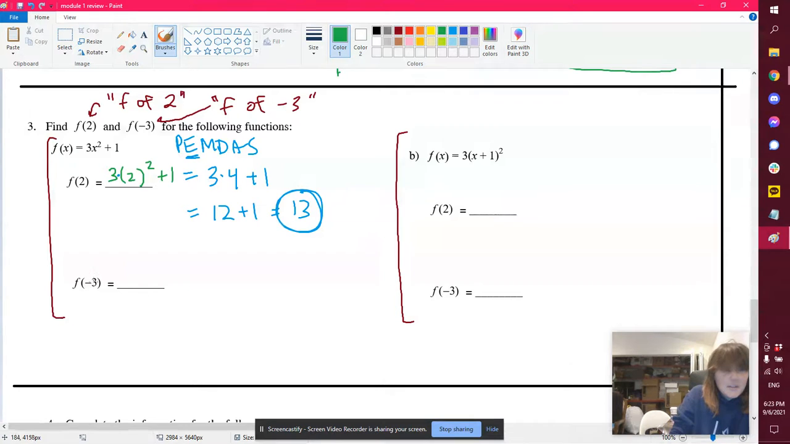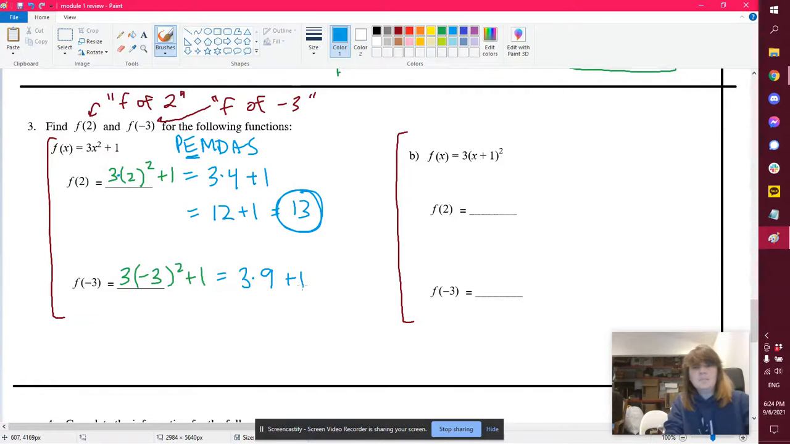Let's do it again. For f of negative 3, same function. So we just rewrite this. So the setup is good now. Rewrite it, but every time we see an x, we put a negative 3. The first thing we do is the exponents. So we do negative 3 squared first. Negative 3 times negative 3 is positive 9. This is something a lot of y'all got slightly wrong on the test as well. So when we square the number, negative 3 times negative 3, 9 is the number, and then negative times a negative is positive. Now we get to do the multiplication. 3 times 9 is 27. I almost was like 18. That's not it. Anyways, 27 plus 1 is 28. So that's our simplified version.